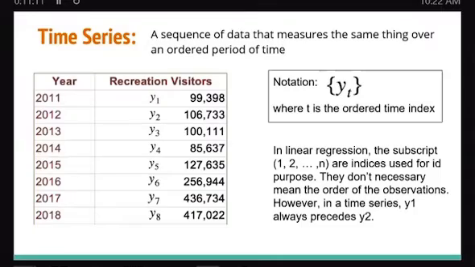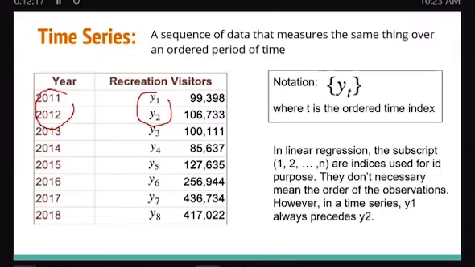I said in linear regression, the subscript y1, 2 up to n are indices for ID purposes, the ID of the observation. But there, they don't necessarily mean the order. When you collect data over observations, the way the data are presented doesn't mean it's ordered. But the index for time is ordered. Does that make sense? If it is ordered, that is why there are going to be violations of independence, because there's a possibility that the number that comes in 2012 may depend on the number that came in 2011. That's why in time series, Y1 precedes Y2, meaning 2011 precedes 2012, and 2012 succeeds 2011.